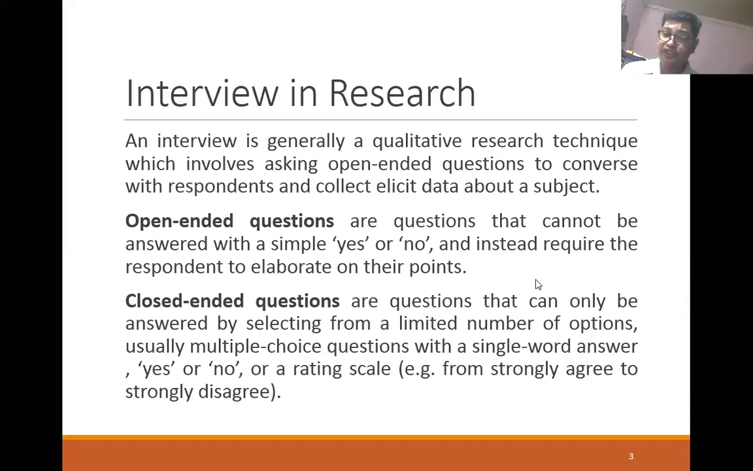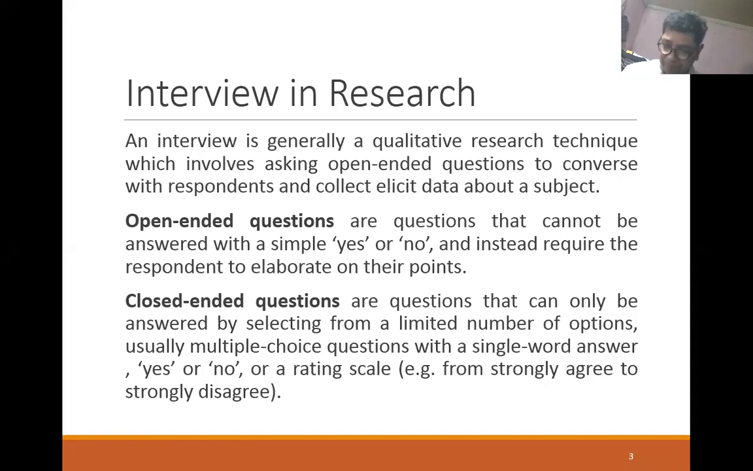An interview is generally a qualitative research technique which involves asking open-ended questions to converse with respondents and collect elicit data about a subject. So there are two kinds of questioning or interviewing: the open-ended questions and the closed-ended questions. What is the difference between the two? Open-ended questions are questions that cannot be answered by yes or no, and instead require the respondent to elaborate on their point.